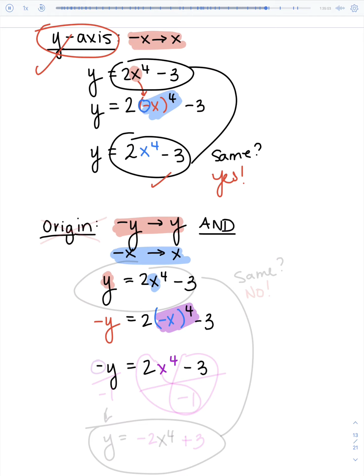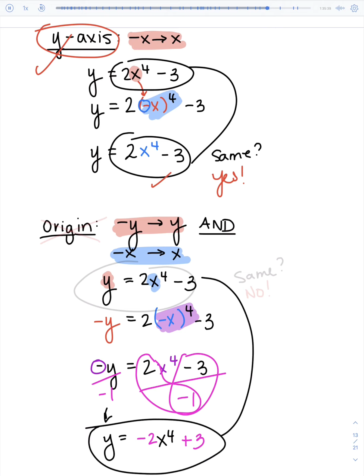However, I need the y by itself, so I'd still have to deal with that negative out in front by dividing everything on both sides by a -1. What that would do is then turn this into y equals, let's see, the 2, because we're dividing by a -1, would become a -2, x to the fourth, and then we're also dividing the -3 by a -1, which would become a +3. The question is, now that the y is by itself, is this the same as what we started out with?